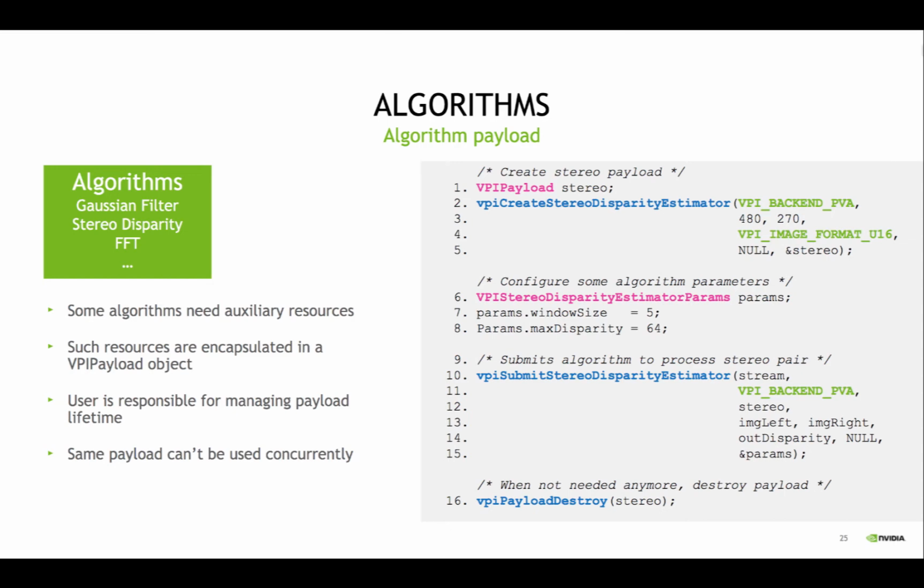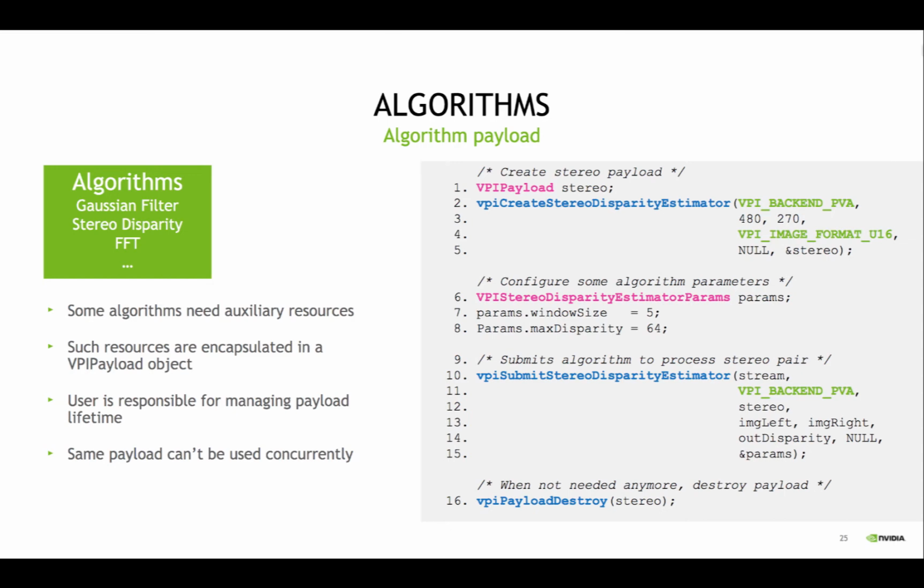You must only ensure that this payload object is not used concurrently in different streams, otherwise your program might crash. Finally, when no stream is using the payload or will ever use it, you're allowed to destroy it.